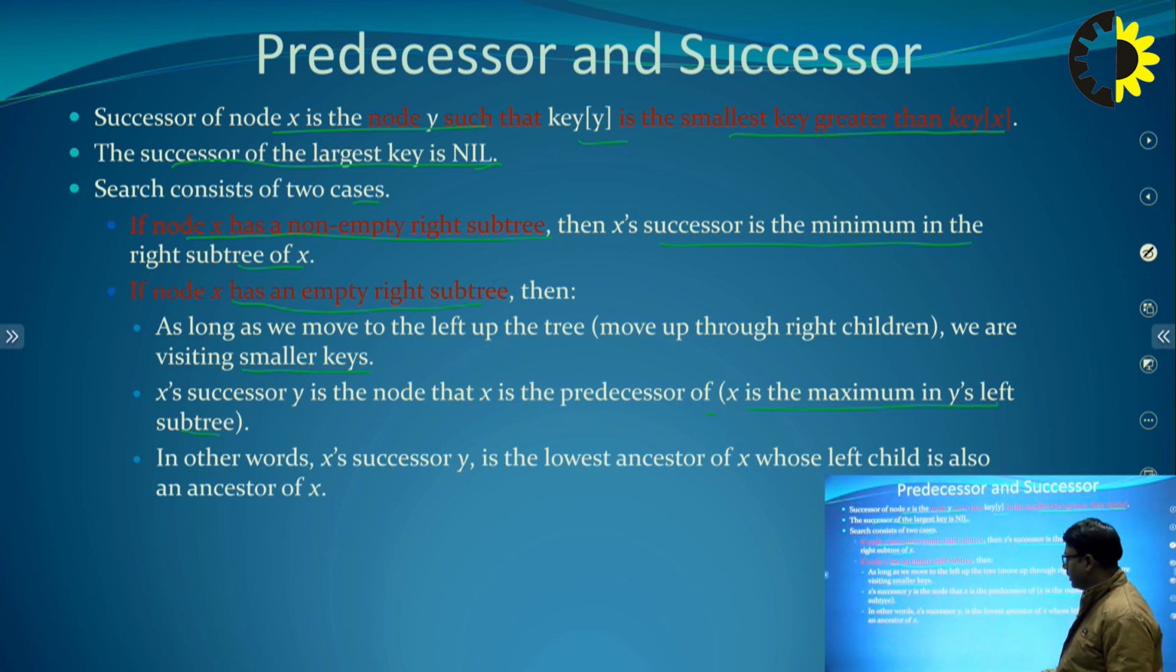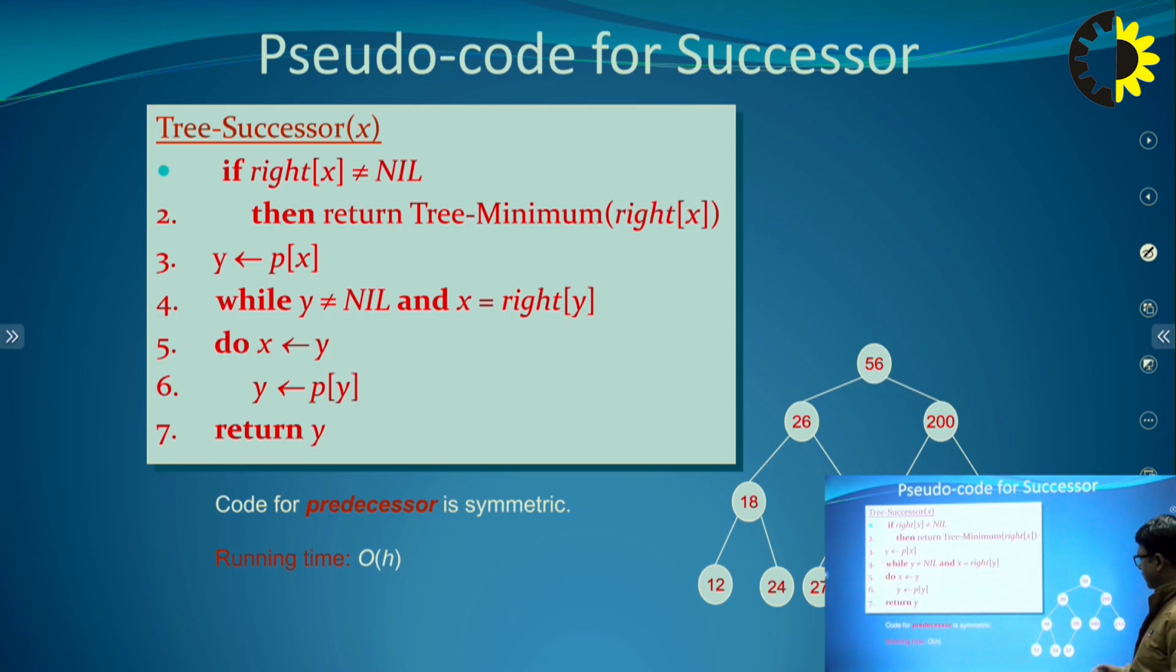Why? Because if we see the example here, in the case of successor, if you are searching for the successor of 213, this is the rightmost element, or rightmost leaf of the tree, and beyond that there is no node. That means this is the highest value. That's why it is saying that there is no successor for the rightmost element.